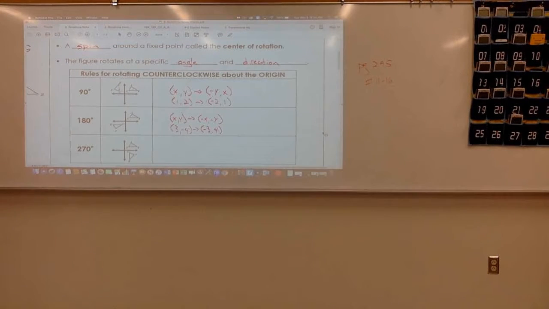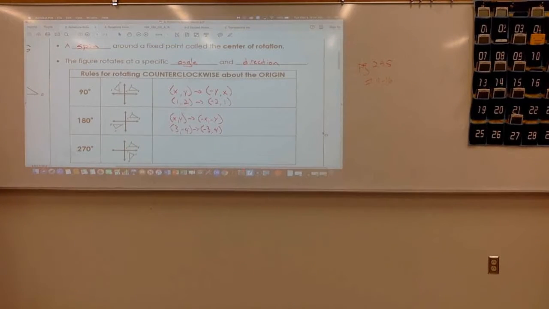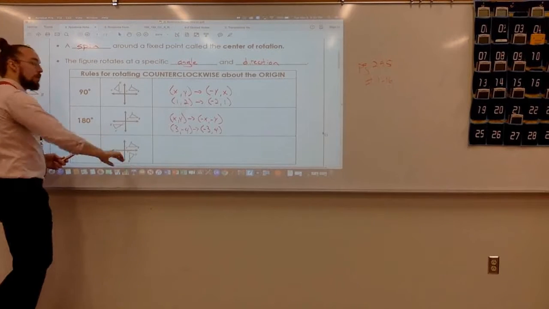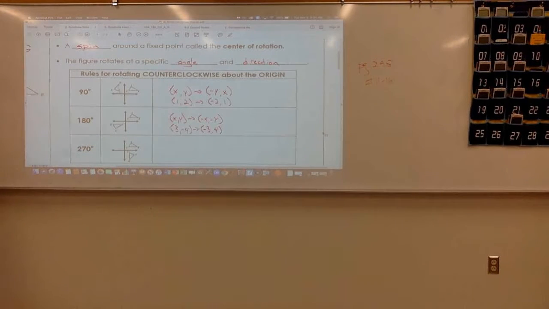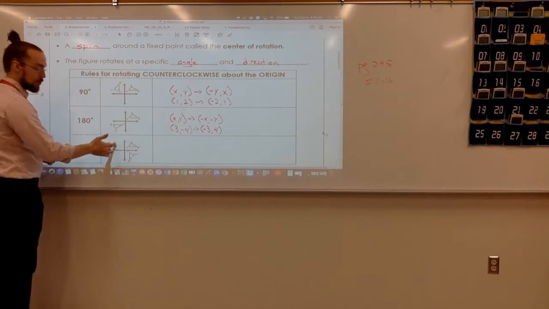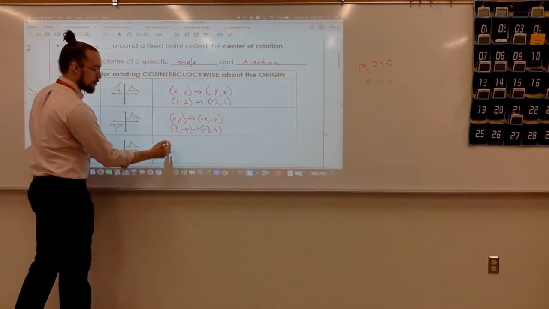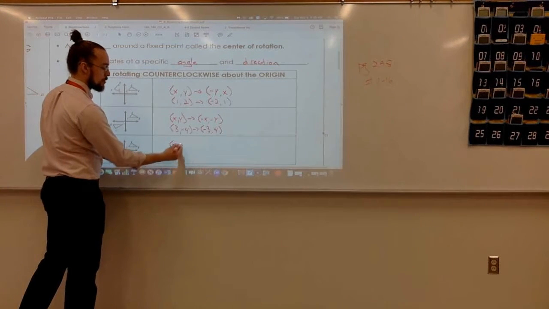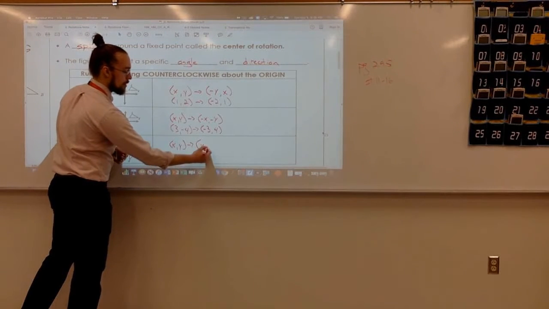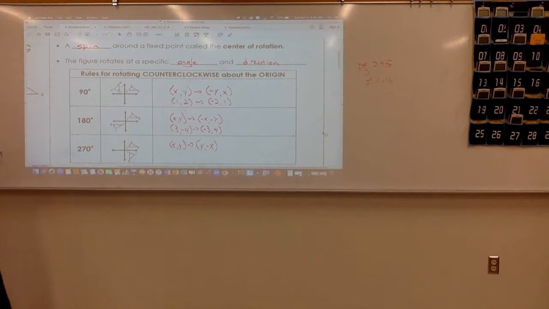Okay. And then my final rule, rotating 270 degrees. Okay? So taking a figure and rotating it 3/4 of a turn. Right? 90 degrees would be 1/4 of a turn, 180 is half a turn, and 270 would be 3/4 of a turn. So my rule for this one is take my coordinates and I flip them again, but this time I take the opposite of what the x coordinate was.